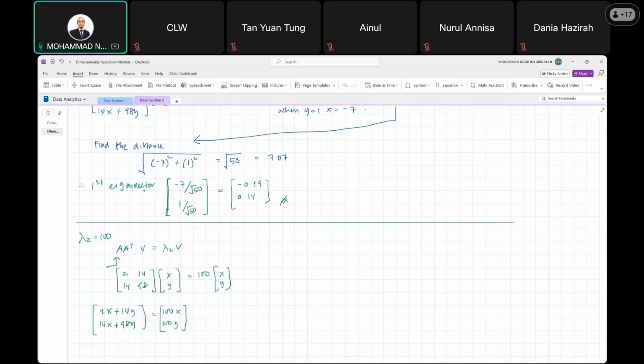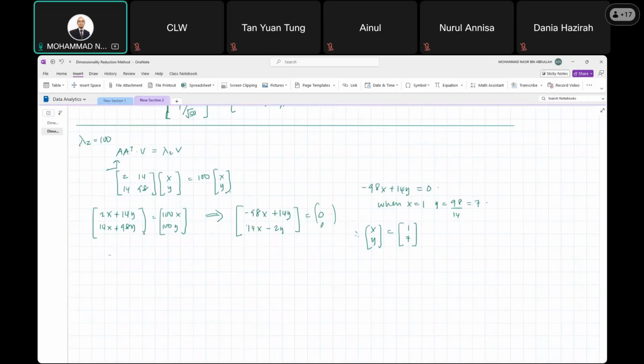So this one, later on you calculate by yourself. This one should be negative 98x plus 14y, and this is 14x minus 2y. This is equal to 0, right? So let's look at the first one: negative 98x plus 14y equal to 0. When x equal to 1, y should be equal to 98 over 14, which is equal to 7. So then we get xy equal to 1 and 7. So not yet finished.